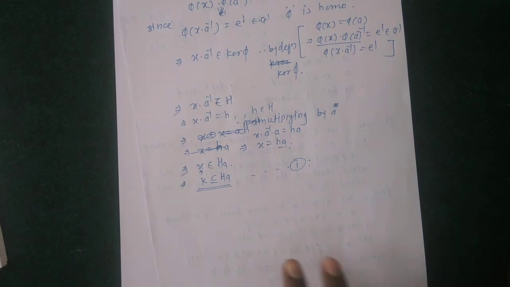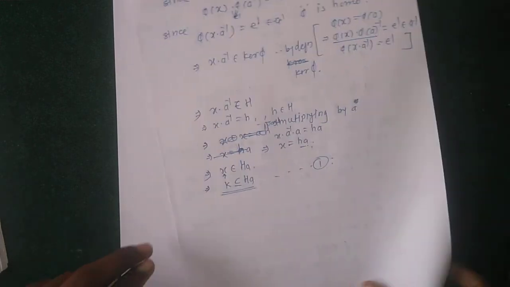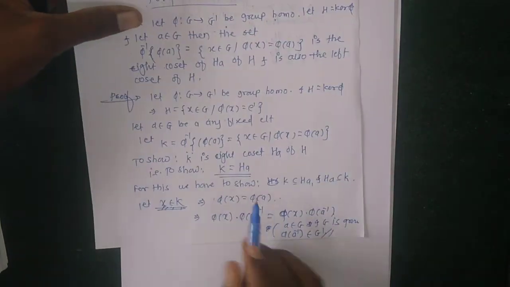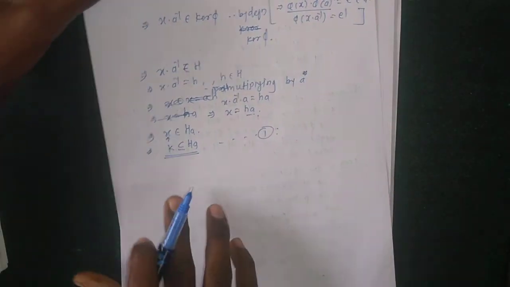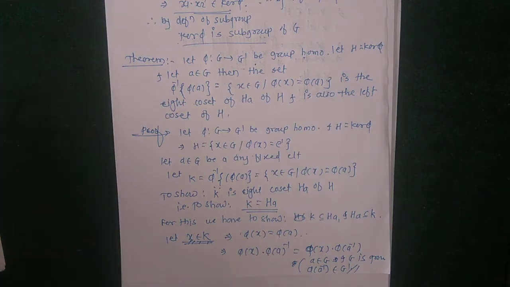Okay, so this is equation number 1. Here one condition is proved, K is a subset of HA. Then to show that HA is a subset of Ka, okay, so choose one element of HA.